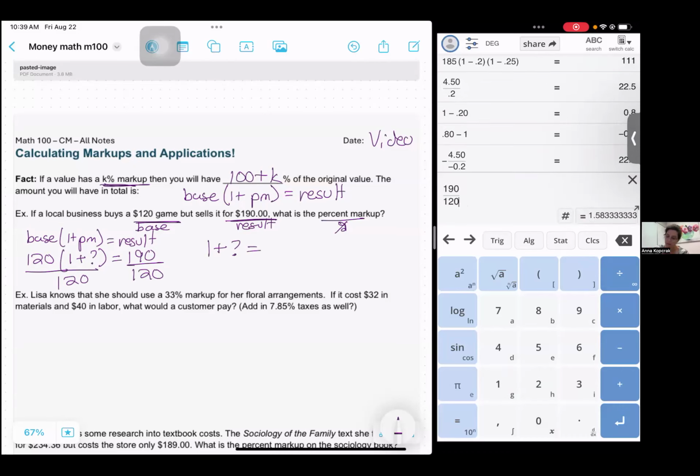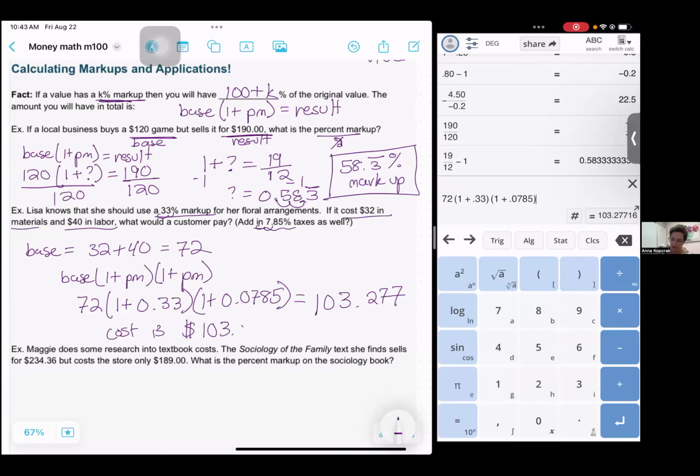And I will find out that the $72 to make will actually cost the customer 1 plus 0.0785 with taxes, $103.28. Now, why did I round it there? Because cents actually don't go on forever. So I'm actually going to say the cost is $103.28. Ooh, there we go. I bet this bouquet is huge, but it's super fancy. I do like me some fancy flowers.